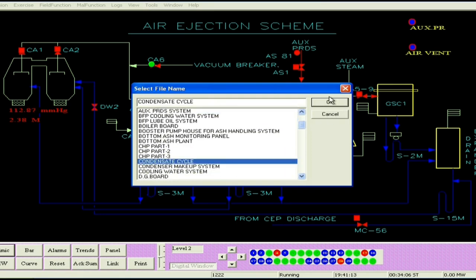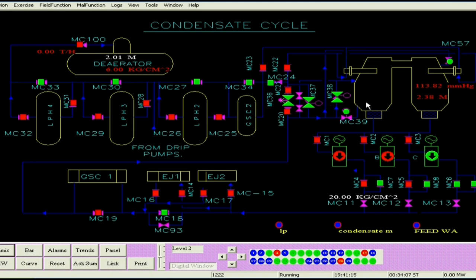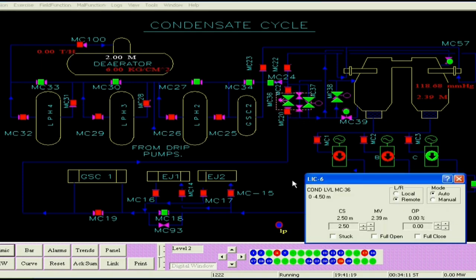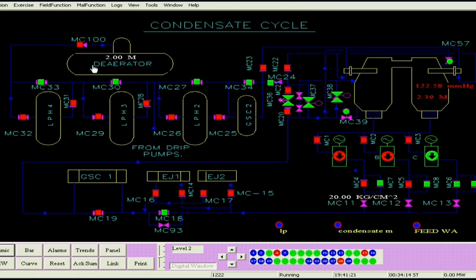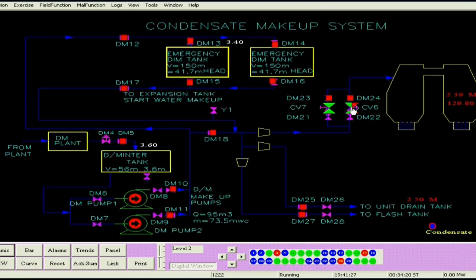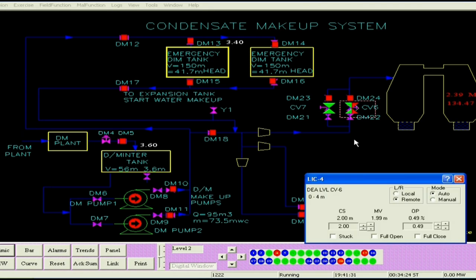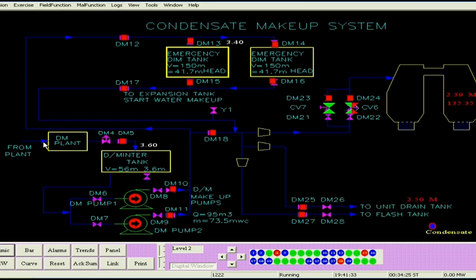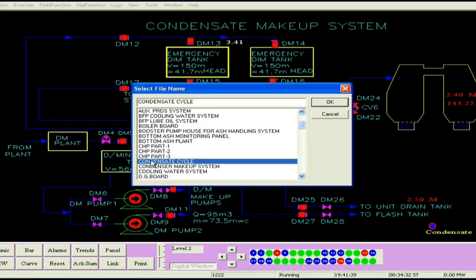For that purpose we will check whether the valves are on auto or not. The valves are on auto. The deaerator level control valve is on auto. The condenser level control valve is on auto. And the deaerator level control valve CV6 is also on auto. We check that so that the levels will be maintained correctly, or otherwise the BFPs would trip on deaerator level very low. So you have to check all the levels.